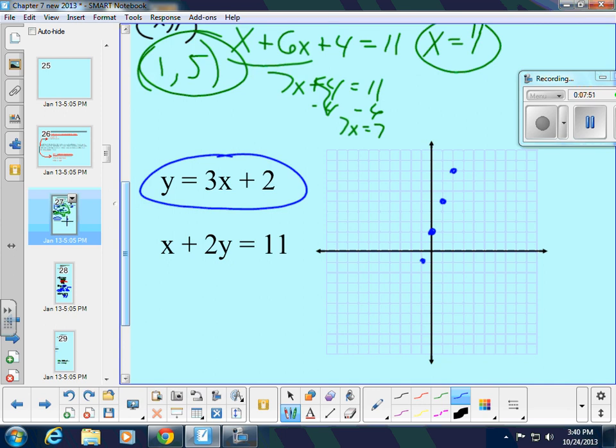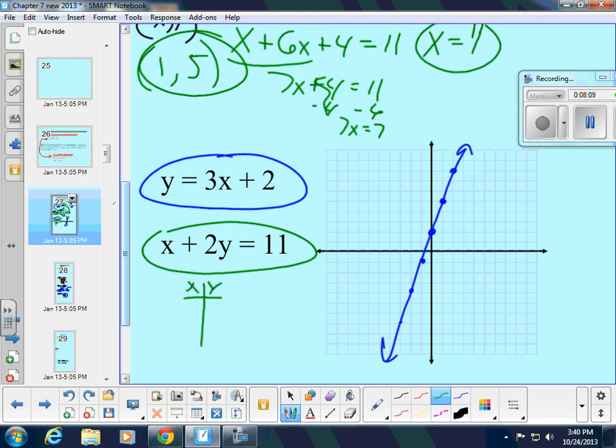If I reverse direction, I can make a few more points just to make sure I make a nice line here. But this one would look something like this. Then I'm going to graph the other one. We'll say in green here, x plus 2y equals 11. This one I could change around to slope-intercept form, but it is actually set up nice for the intercepts method as well, even though one of them will be a decimal number, but that's okay.